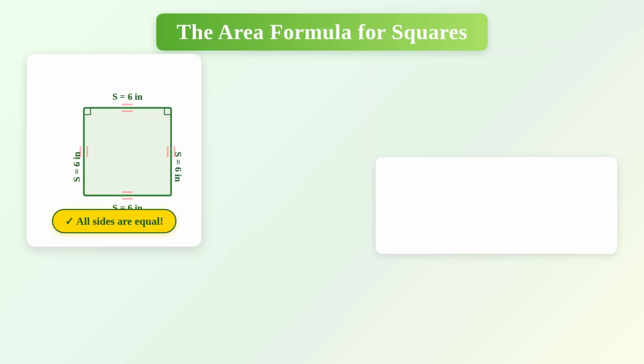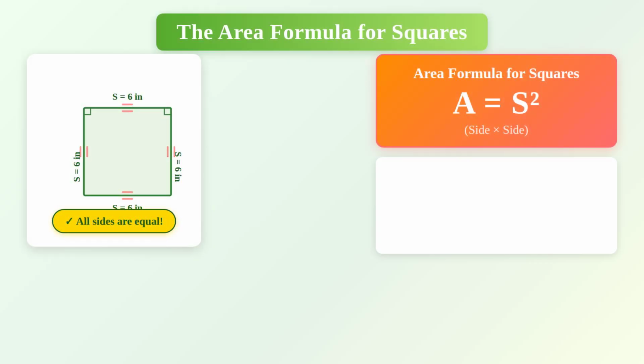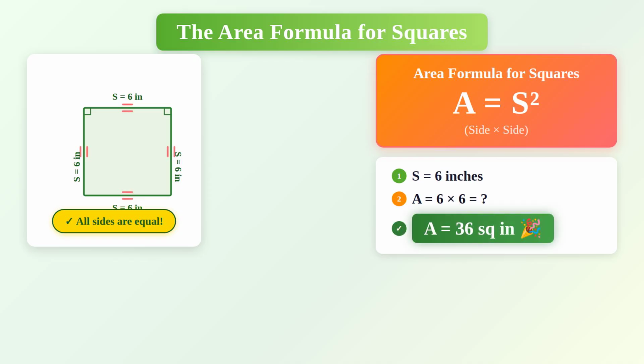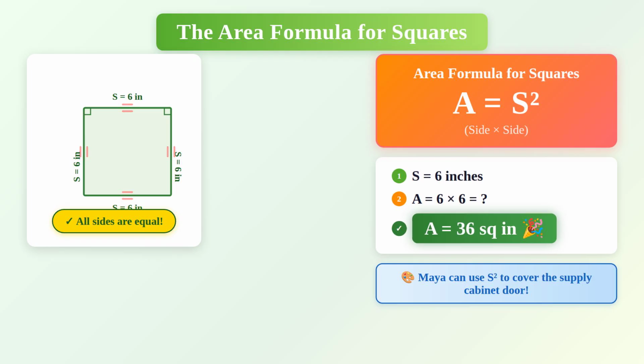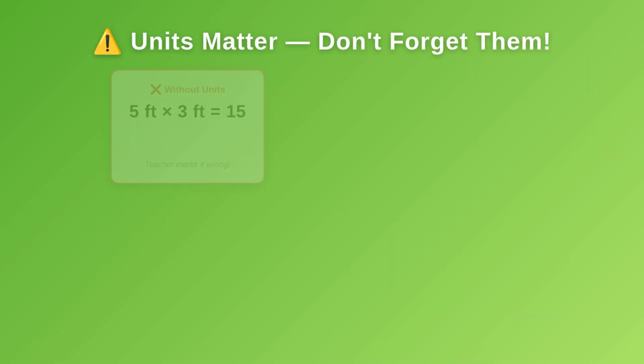Now, what about squares? A square is just a special rectangle where all 4 sides are equal. So if every side is the same length, let's call it S, then the formula becomes area equals S times S, which we write as S squared. If a square has sides of 6 inches, its area is 6 times 6, which equals 36 square inches. Maya notices the art teacher's supply cabinet door is a square. She can use this formula to figure out how much contact paper she'd need to cover it.